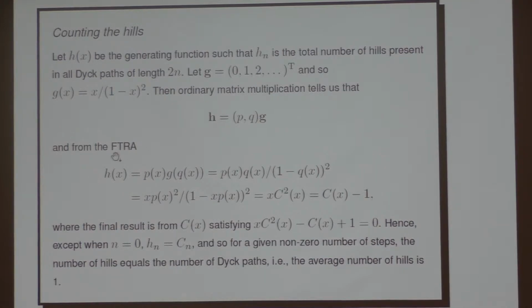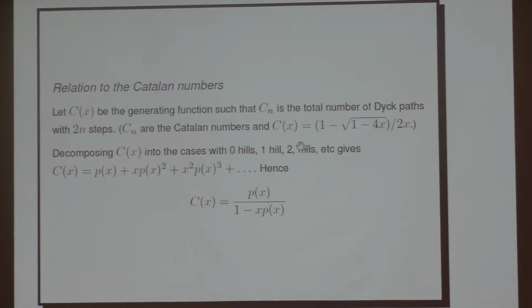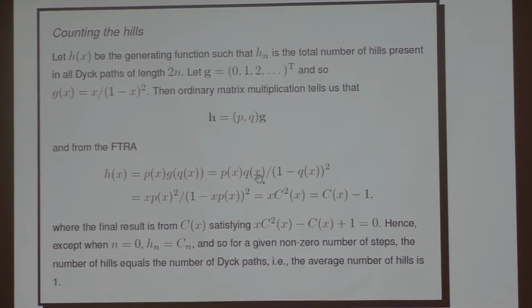Now, if this is true, from the fundamental theorem of Riordan arrays, then we have this result here, which gives us the generating function for h. So we basically know what all of these things are now. We just plug them in. So g is x over 1 minus x squared. So plug q into that, we get q over 1 minus q squared. And q we know is x times p. So we can plug that in. So replace q by x times p, we get x times p squared over 1 minus xp squared.